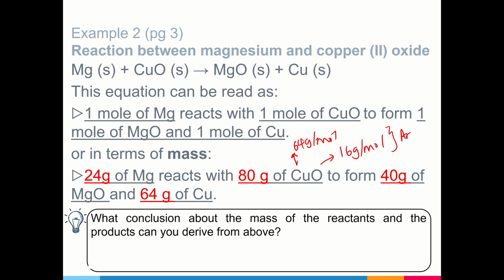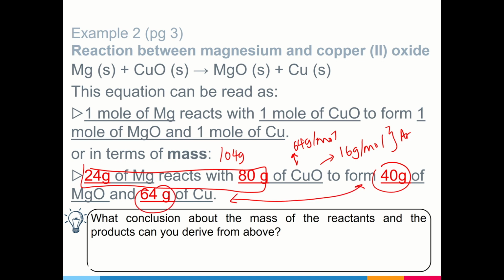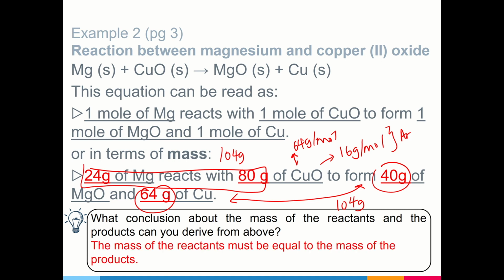So what conclusion can you get from this example? I started off with reactants totaling 104 gram. If you look at the product, this is 40, this is 64. If I add these two together, the total is also 104 gram. Do you realize that the mass of the reactants and the mass of the products are the same? Whatever I add in, the total amount produced is the same. The total mass of the product will be the same as the mass of the reactants.